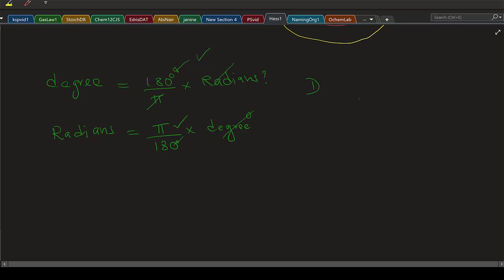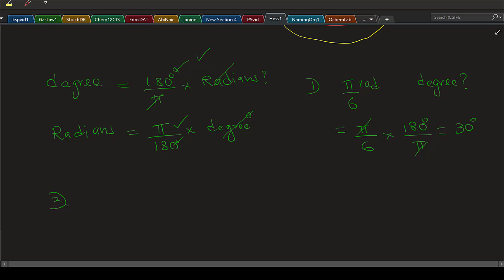So let's look at this example. Pi divided by 6 radians, we need to know how many degrees. So this is what you do: pi divided by 6 radians times 180 divided by pi. The pi to pi cancels out. 180 divided by 6 will be 30 degrees, right?